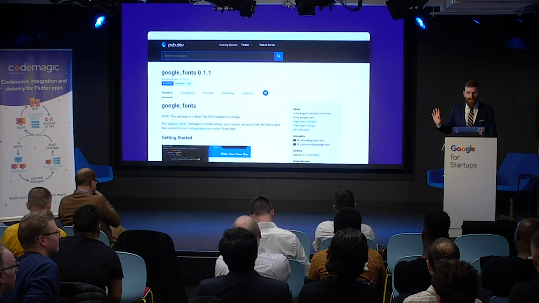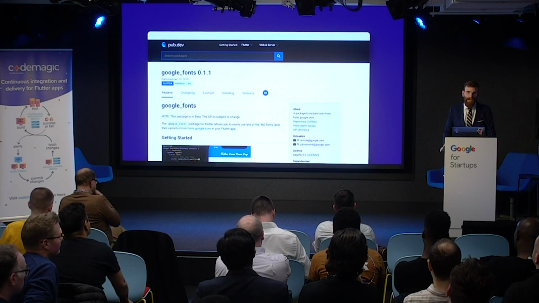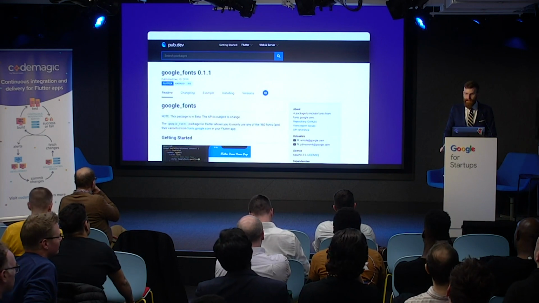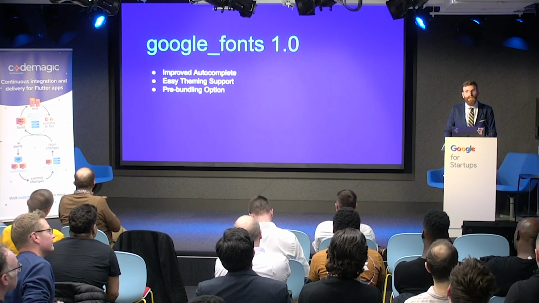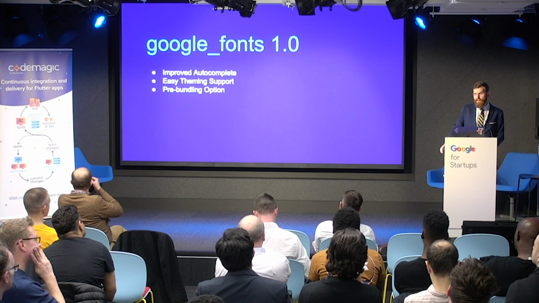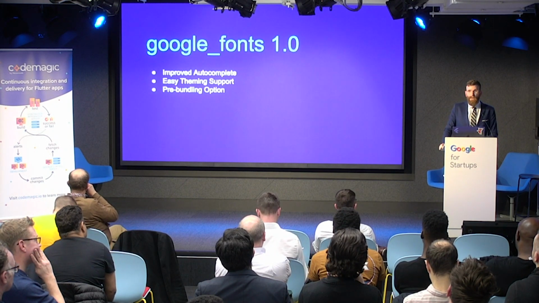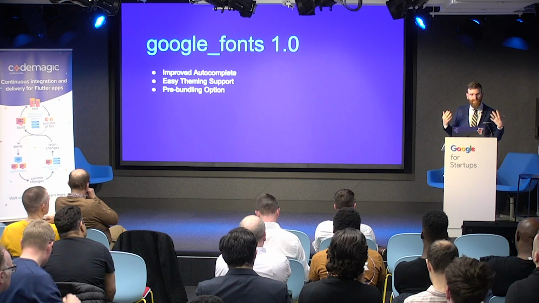And so Google_fonts is the package name. It's available on pub.dev, and you can put it in your pubspec today. I highly recommend it. And I'm going to give you a little preview of some of the things that are coming in 1.0. We're improving the autocomplete experience to be even faster. We're making it so that it's more integrated with theming itself. We own those two things.